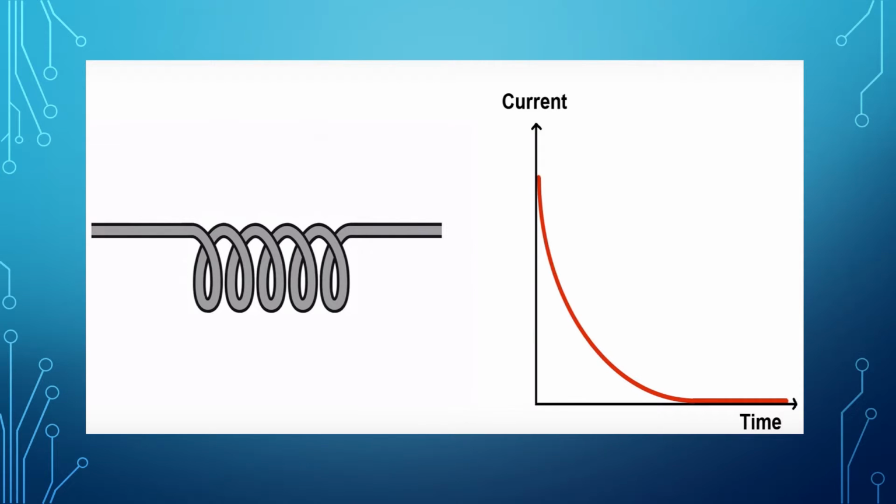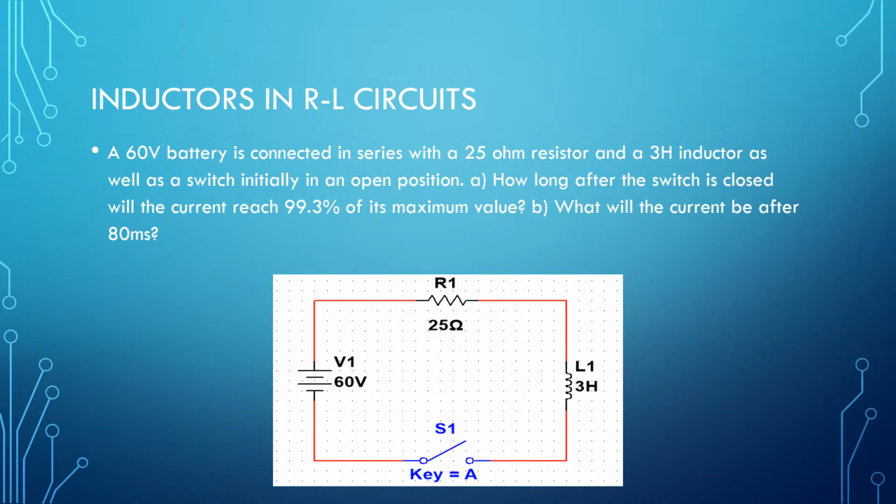The most important principle to remember about inductors is that the current in an inductor cannot instantly change, and it instead lags by a particular amount of time. Now I'm going to run through an example of an inductor in an RL circuit, which as the name suggests is a circuit composed of resistors and inductors.